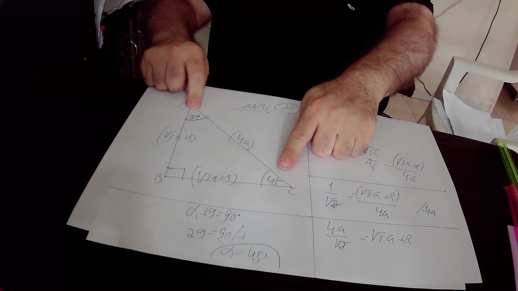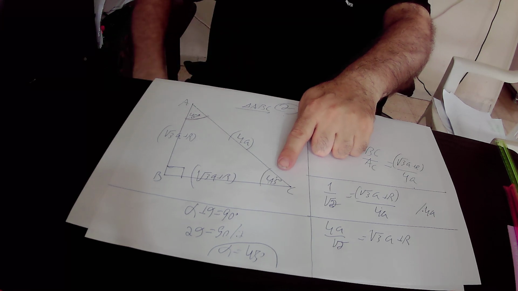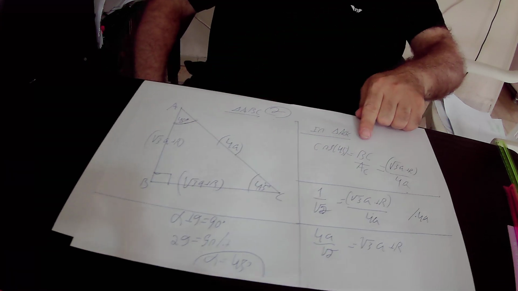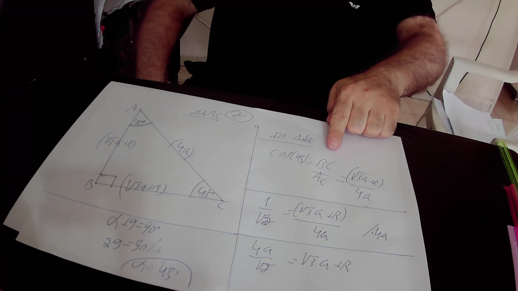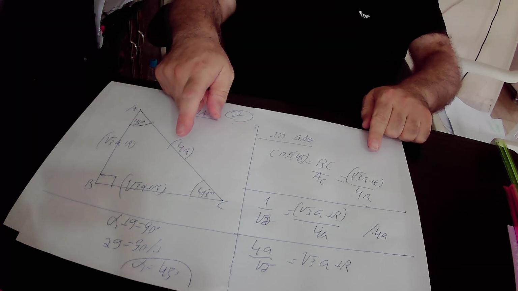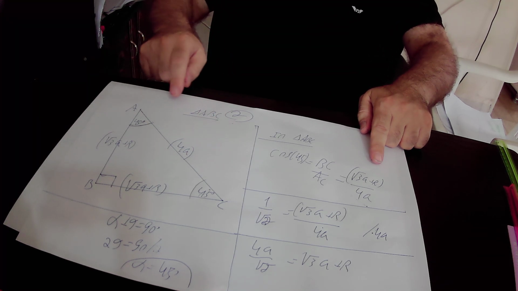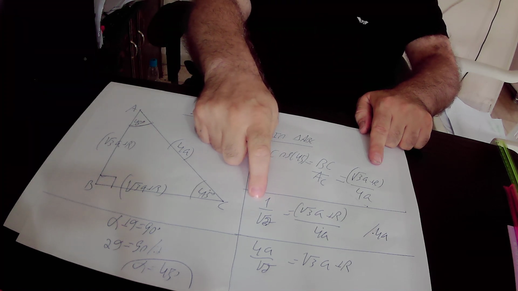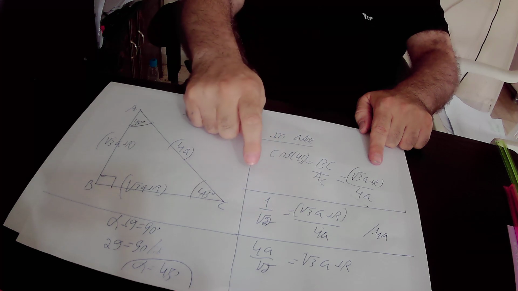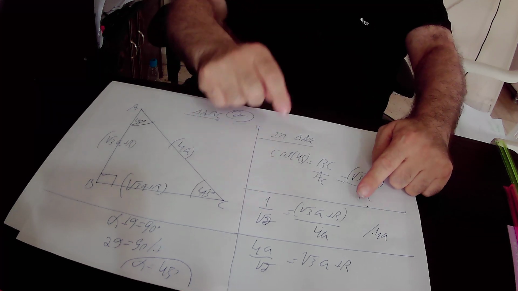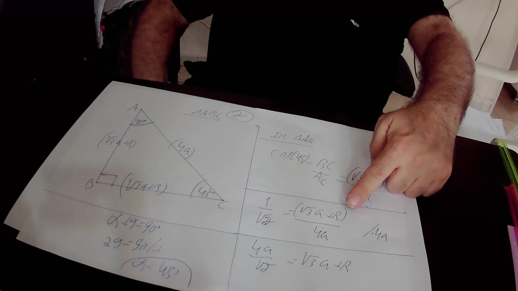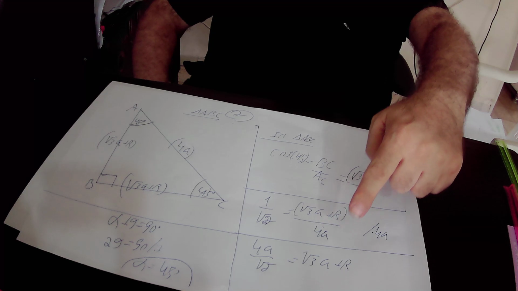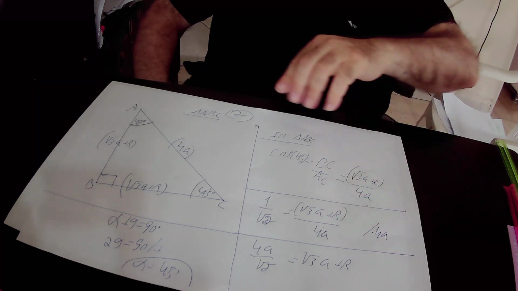So in the right triangle ABC, cosine 45 degrees equals BC over AC. BC equals square root of 3 times A plus R, and AC equals 4A. Cosine 45 degrees equals 1 over square root of 2. So we found out that 1 over square root of 2 equals square root of 3 times A plus R over 4A. We multiplied this equation by 4A, and found out that 4A over square root of 2 equals square root of 3 times A plus R.